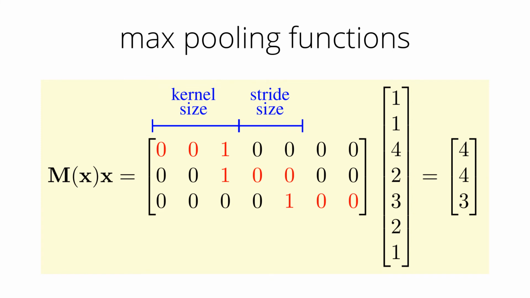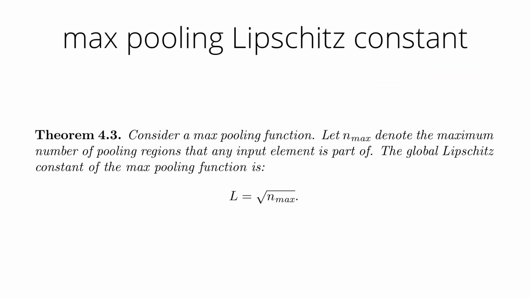And so the other function is max pooling. Given a particular input x, max pooling can be written as a binary matrix transformation. With that insight and the insight that max pooling functions are piecewise linear, we can do some analysis and determine that the Lipschitz constant of max pooling functions is the square root of n_max, where n_max is the maximum number of pooling regions that any input element is part of.